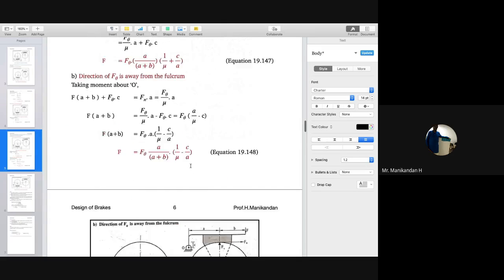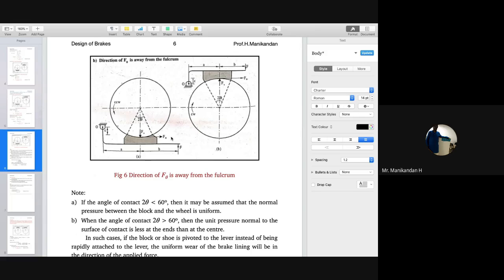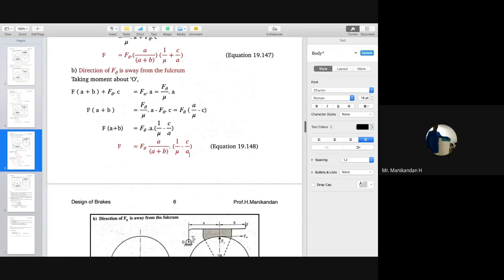I think this we have seen, right? Yes. And if it is away from the fulcrum, say 1 by mu minus 1 C by A.